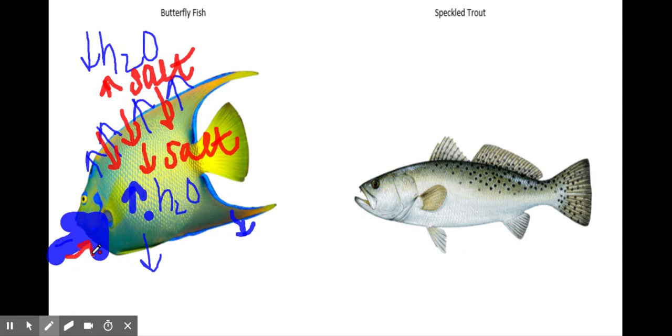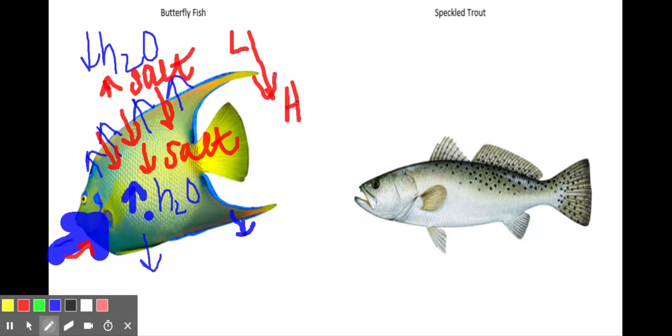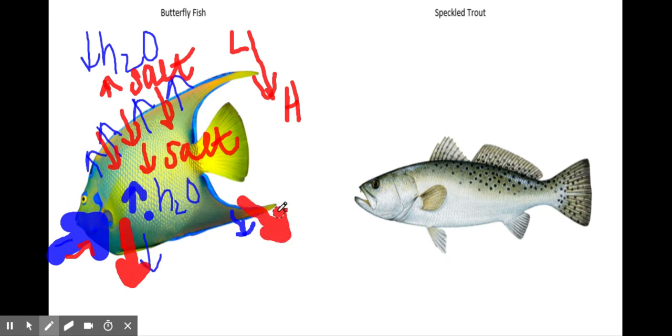And so how does it counteract that? It's going to do active transport, and it's going to take the low amount of salt that it has and put it out to an area that's already high. So going from a low concentration to a high concentration, that's going to allow them to get rid of a lot of their salts. And that's your active transport. And then they're going to have very diluted urine, a small amount, but very diluted.